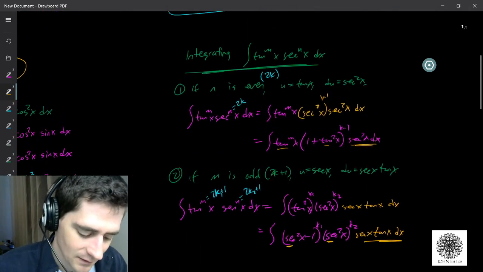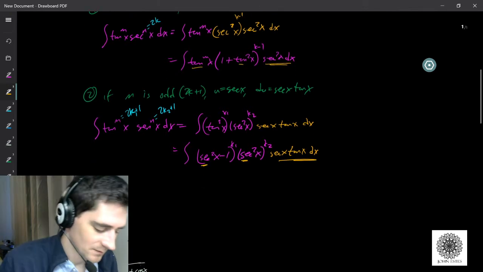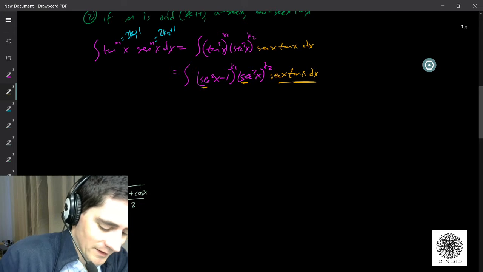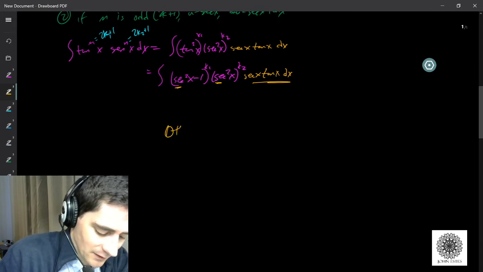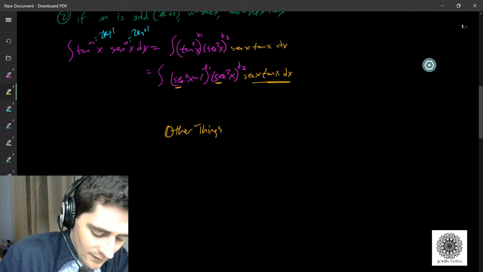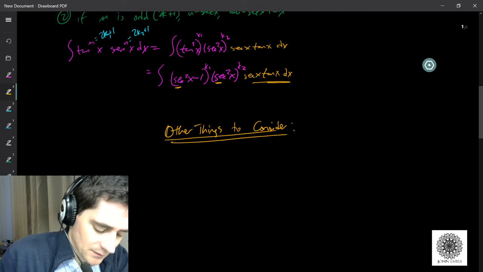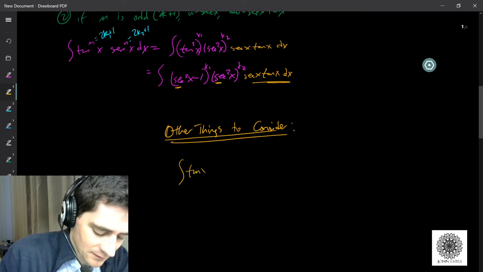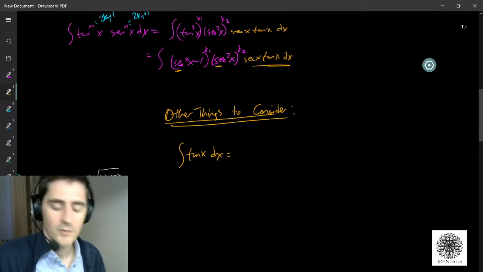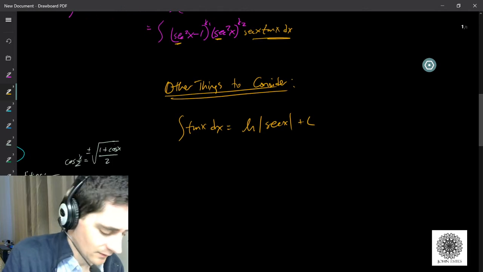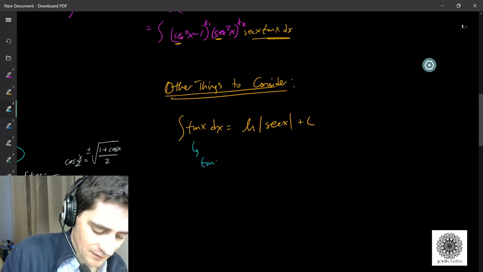Now, here's a couple of things that will be useful. So we're picking up some tidbits. Let's make this last section called other things to consider. So if you remember the integral of tangent x dx, do you remember how to do that? We actually got ln secant x plus c. And how did we get that? The way we got that was we said tangent x is the same thing as sine over cosine.